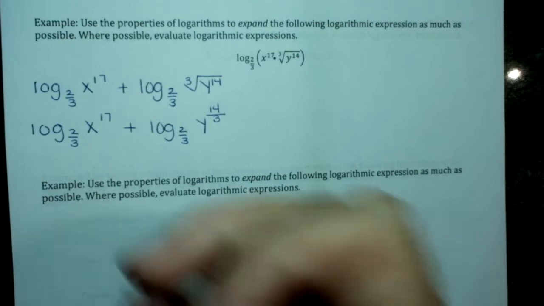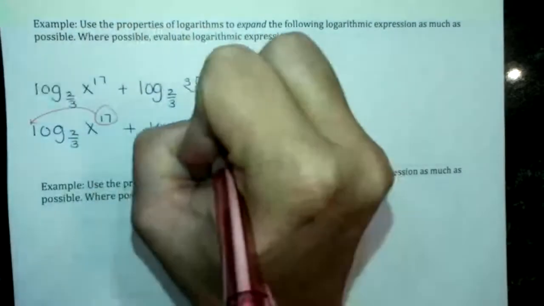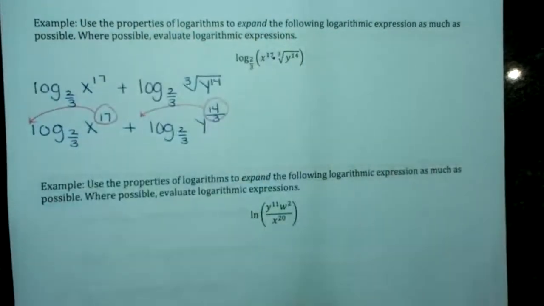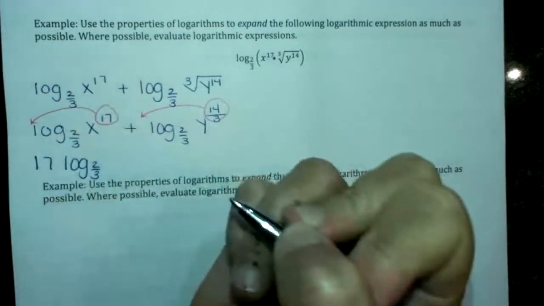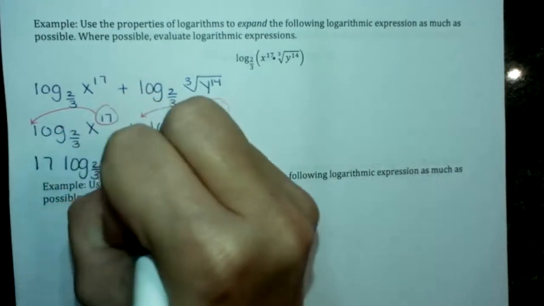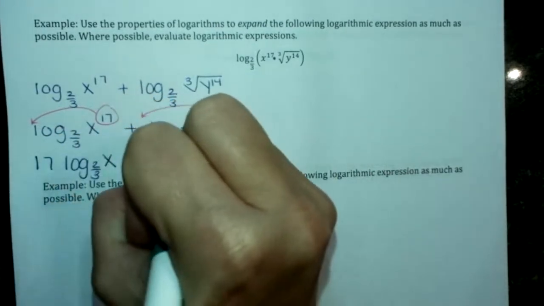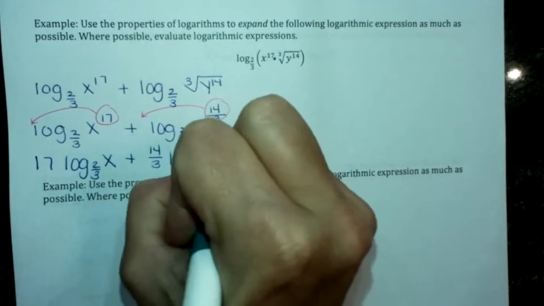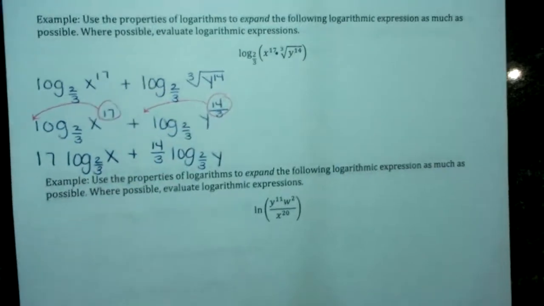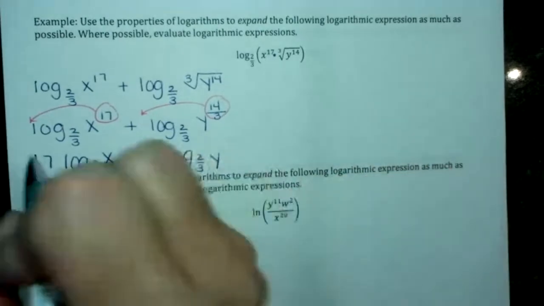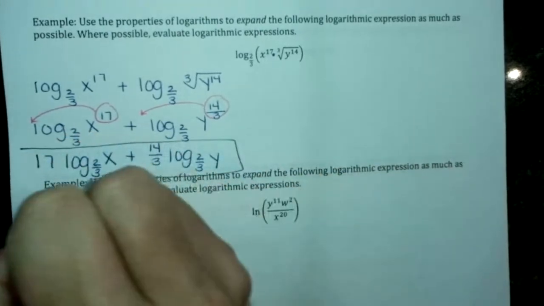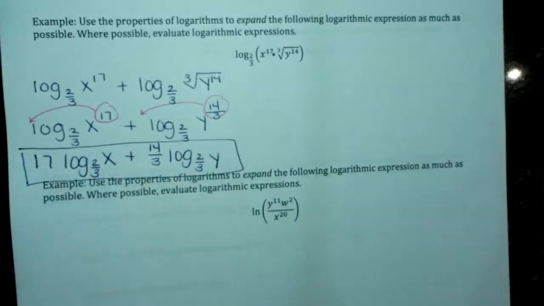So now remember, logs bring these exponents down out front. So we have 17 log base 2/3 of x, plus 14/3 log base 2/3 of y. These are not like terms. I can't make 2/3 and x the same. I can't make 2/3 and y the same base. So final answer, 17 times log base 2/3 of x plus 14/3 log base 2/3 of y.